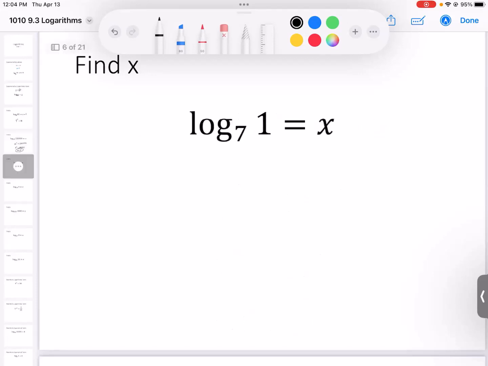Okay, let's try another example. On this one, what is the base of our logarithm? 7. And the logarithm calculates the exponent. So in this case, our exponent is going to be x. And we're looking for what exponent we raise 7 to make it equal 1. Oh, yep, you guys said it. Good job. x equals 0, because anytime you raise any number to the 0 power, it will equal 1. And so in this case, x is going to equal 0.